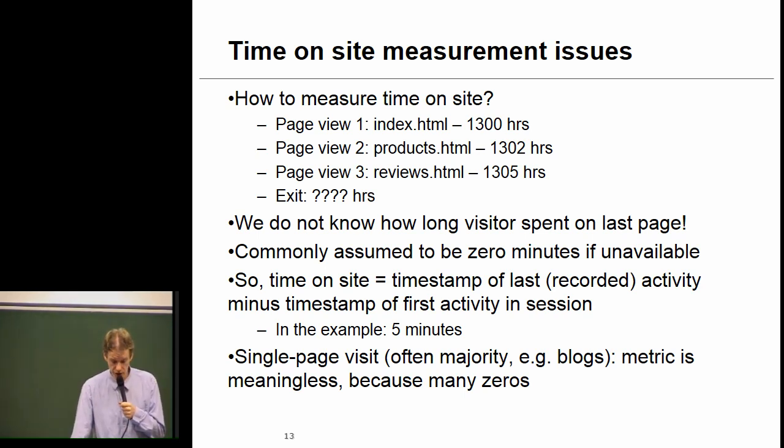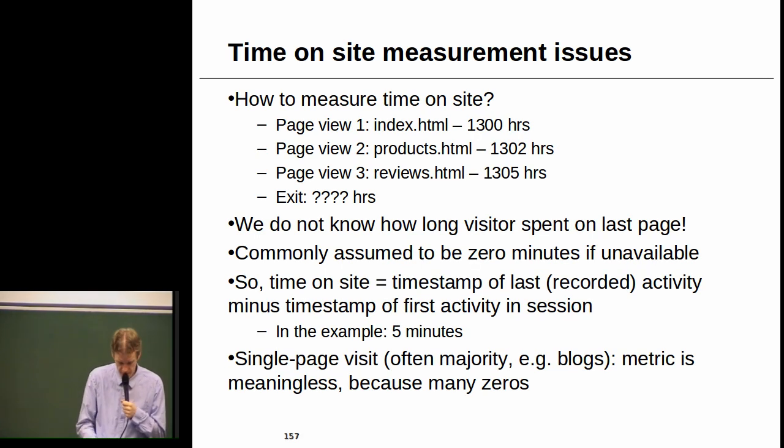So the time on site is always underestimated. We do not know how much time the user spent on the last page, which is commonly assumed to be 0. So the time on site is the timestamp of the last activity minus the timestamp of the first activity. When the user has only 1 page visited, then the metric becomes meaningless because you don't know when the user left, so you will have a time on site of 0.